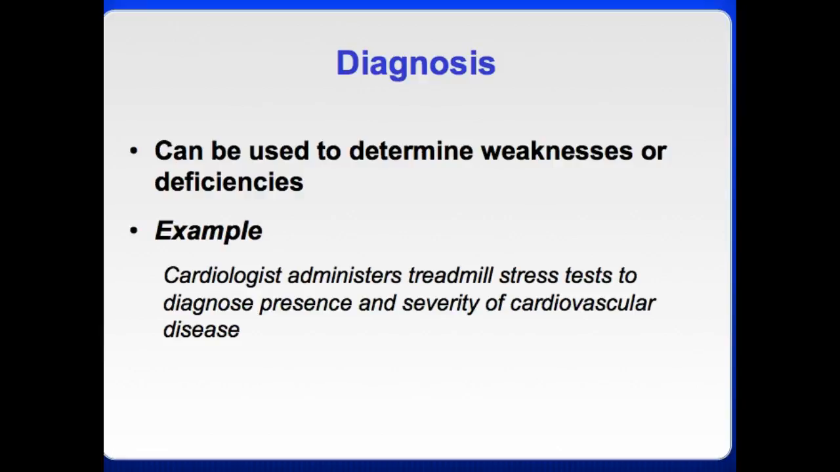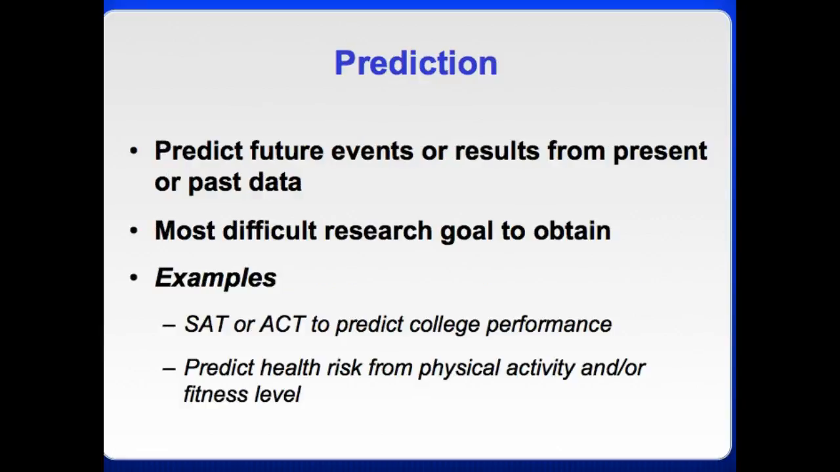Diagnosis can be used to determine weaknesses or deficiencies. For example, a cardiologist administers treadmill stress tests to diagnose presence and severity of cardiovascular disease. Prediction. Predict future events or results from present or past data. Most difficult research goal to obtain, and the examples are SAT or ACT to predict college performance, or to predict health risk from physical activity and/or fitness level.